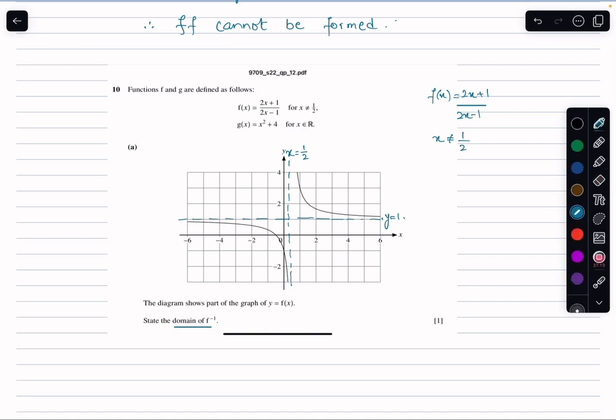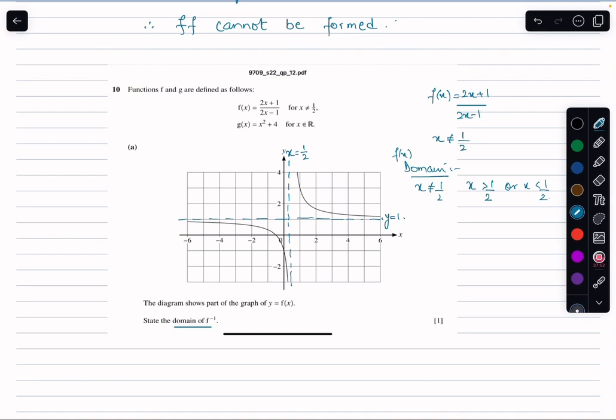Let's write the domain of the function first. So the domain of the function f(x) is that x should not be equal to 1/2, but I can see that it is for x to be greater than 1/2 or x to be less than 1/2.